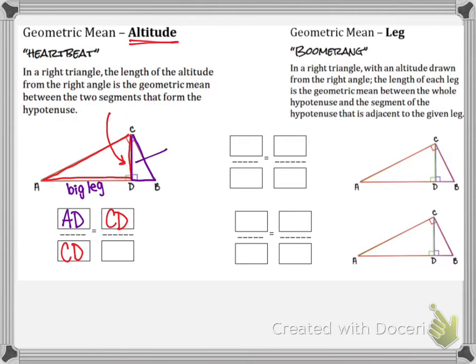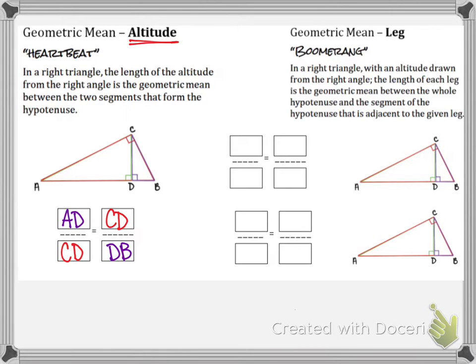So we already used CD, the big leg in the purple triangle. Then I use CD again, which is the altitude. So that would be our little leg in the red triangle, over this guy, which would be the little leg in our purple triangle, so DB. Now, it's kind of a lot to remember. So we do have a little shortcut to use.